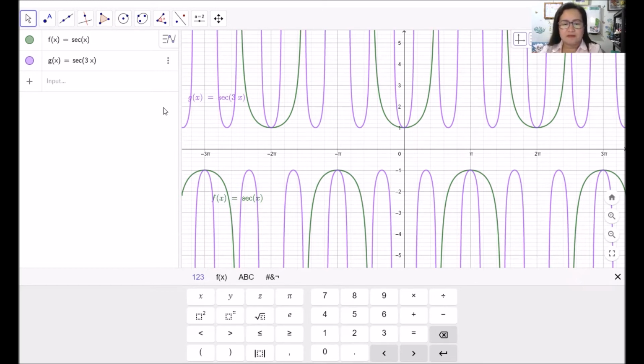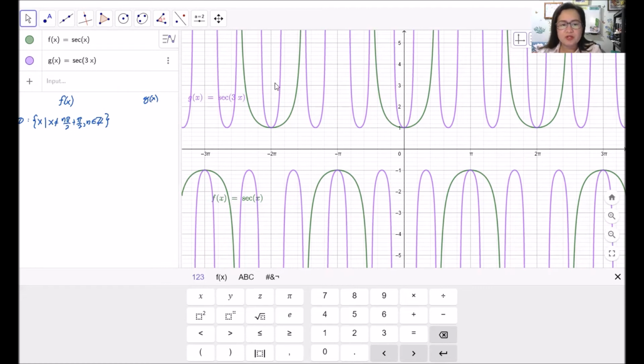So as you can see, it seems that there are a lot of curves now. So that means the domain has changed. So if in f of x, the domain is the set of all x such that x is not equal to n pi over 2 plus pi over 2, where n is an element of the set of integers, then what will be the domain of g of x? So let's determine the vertical asymptotes.